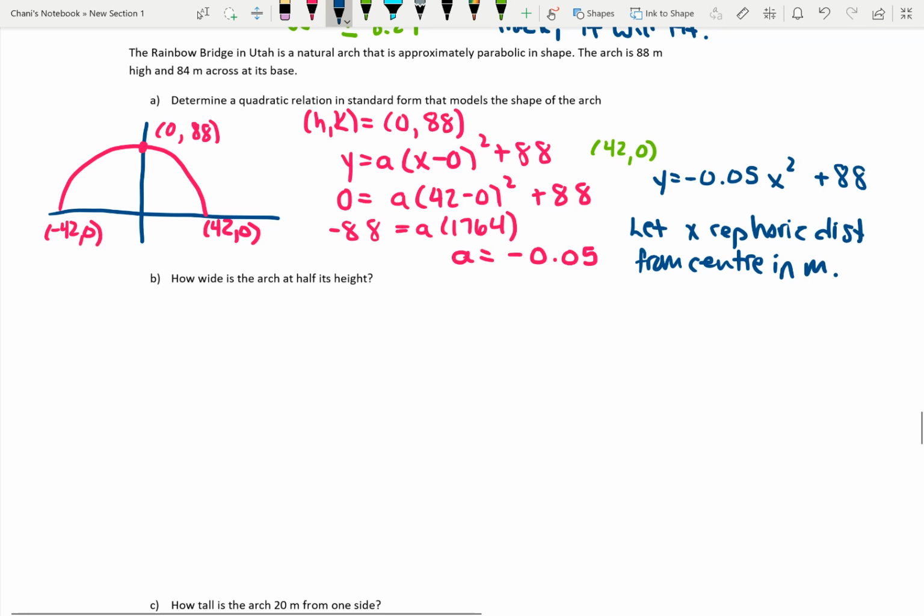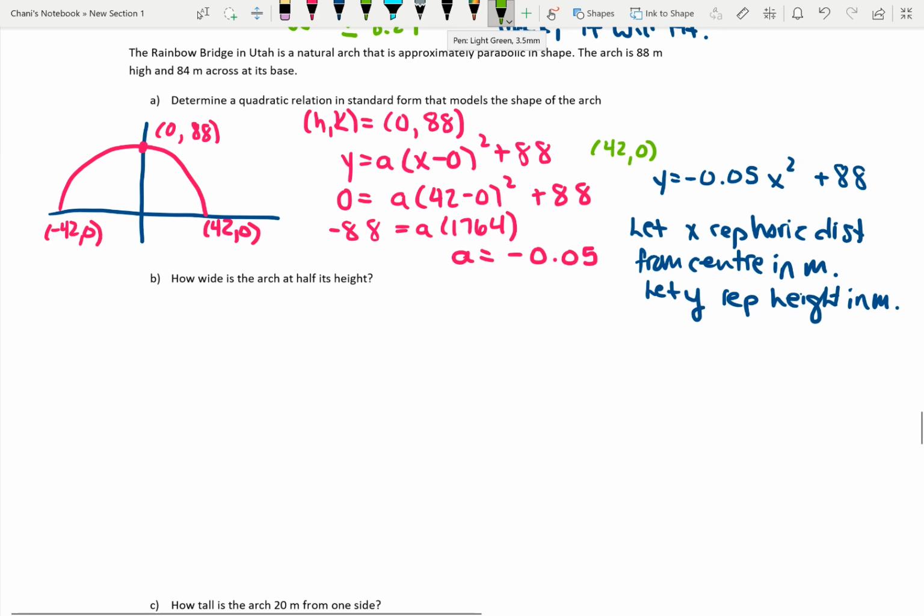I want you to think about why it's so important that we say it's horizontal distance from the center. That makes a big difference because that means that negative solutions for x are fine. It just means it's to the left of center. And it also means that any x values greater than 42 are not admissible. So it really is important that you're very specific about if you mean from center.